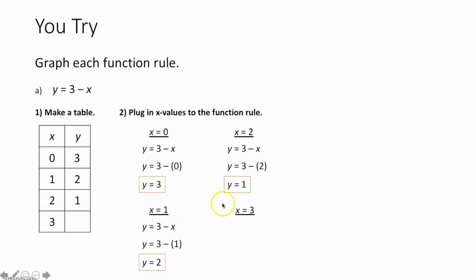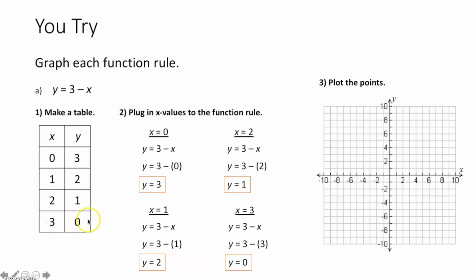And then I have x is equal to 3. I'm going to take 3, plug it in for x. So what is 3 minus 3? That's 0. So I take 0, put it next to x is equal to 3. Boom, done. Now I have a set of ordered pairs, a relation that I can graph on this graph.